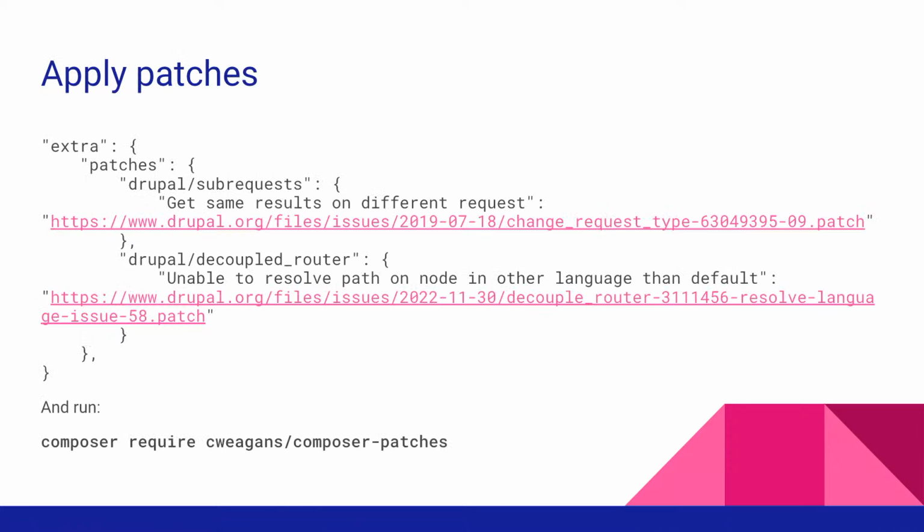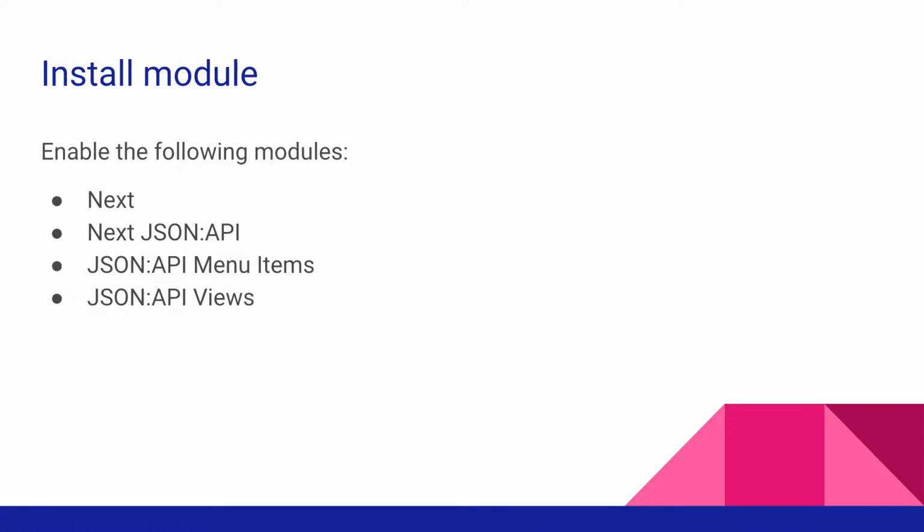We need to apply patches because on the subrequests, we get the same result on different requests. And then for the Decoupled Router, we need to have the language. We can set the language so we can then have different languages on our applications. So we install the module again.